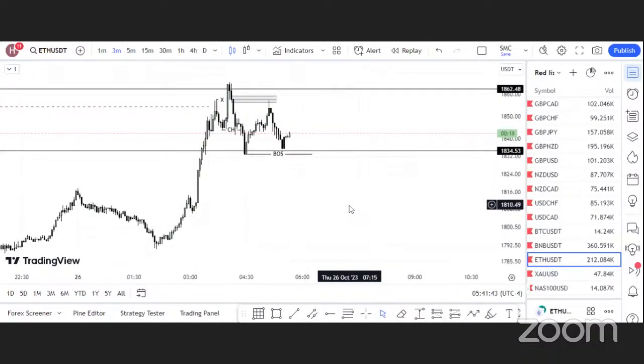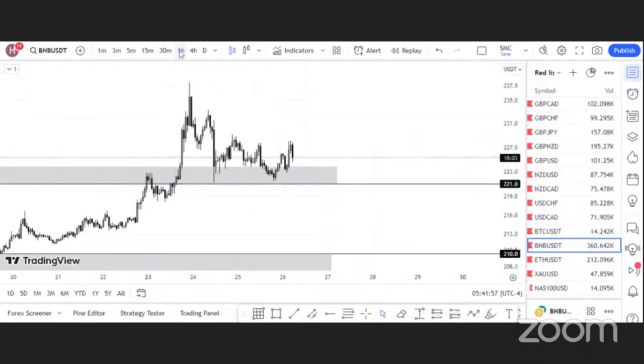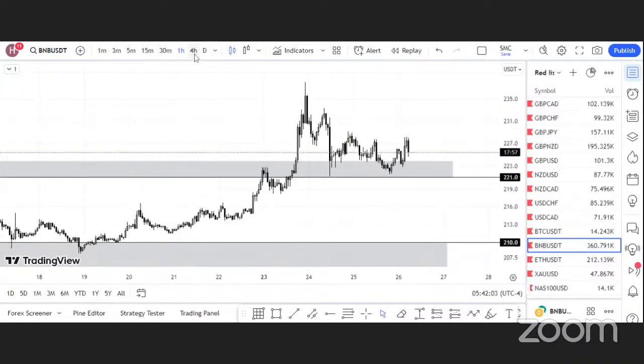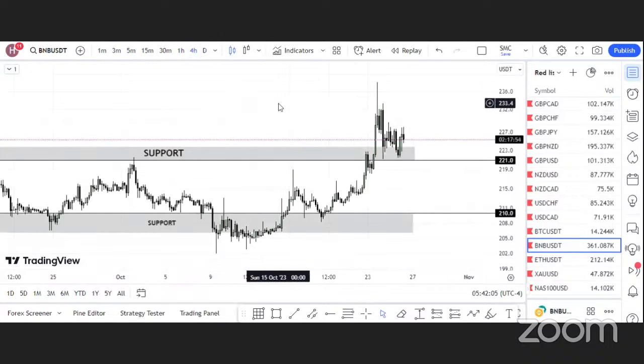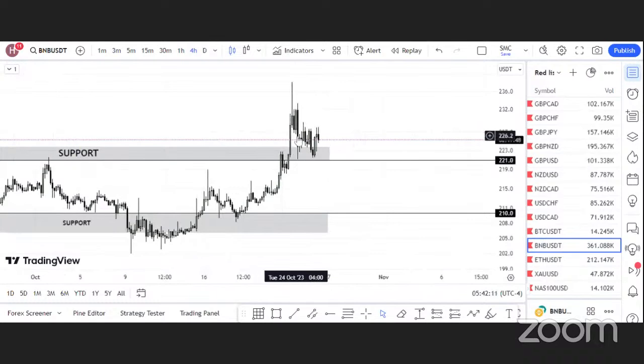So let's continue. Okay, so let's make analysis on another pair. Let's make analysis on BNB USDT. So ever since I drew this zone out, the market has been ranging on this zone. This is a previous resistance turned support. You see, it's now a support. So we have a lot of buyers here. We have a concentration of demand around this area.